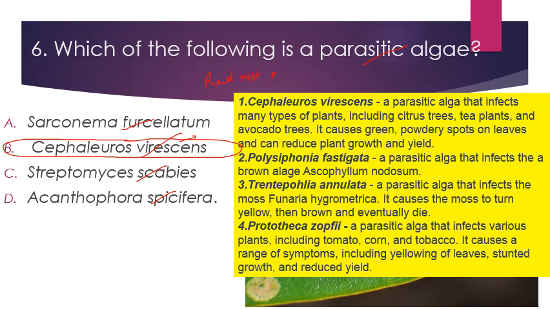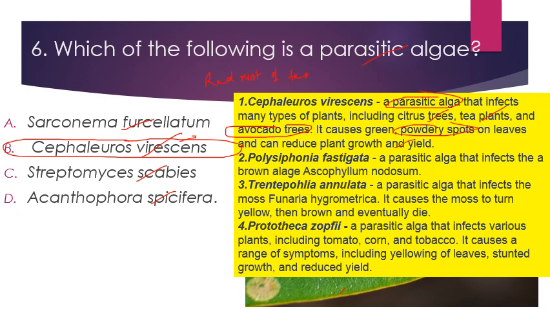Red rust of tea leaf, जो टी लीफ है उनमें रेड रस्ट डिजीज कॉज करता है. This is the photograph. Then Cephalorhizos virusans, it is a parasitic algae and infects various types of plants including citrus trees, tea plants, avocado trees. और ये कॉज करता है powdery spots on leaves and can reduce plant growth and yield.